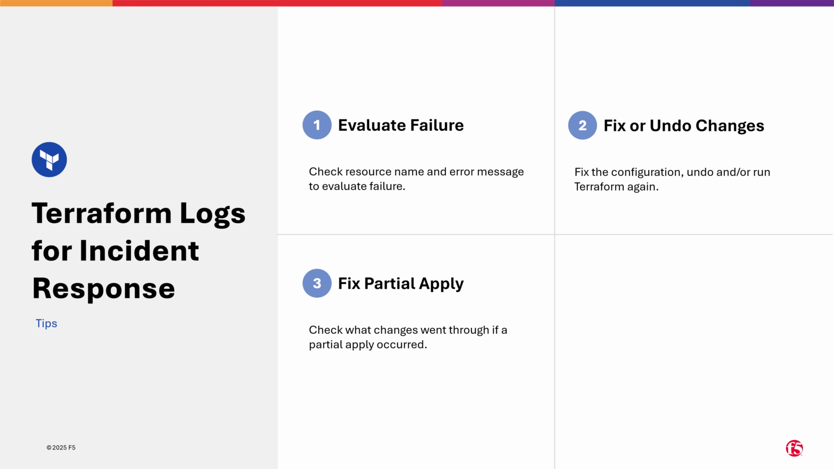With BIG-IP, a partial apply might mean that some configuration changes are already live on the device. Use the logs and the Terraform state file to see what changes went through. If needed, you can manually remove those changes from the F5 or use terraform taint to force Terraform to reapply them. If an incident happens, increase the logging level to get more detail.